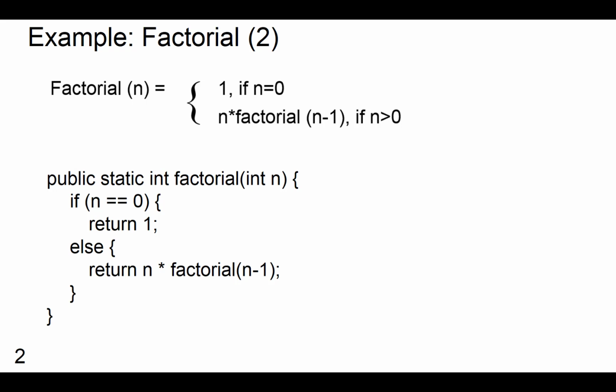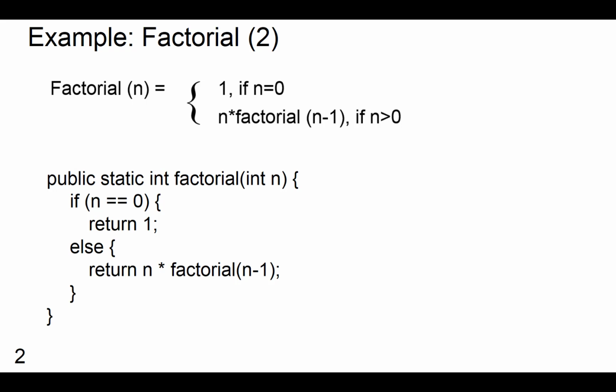Inside, we can see the base case. If n equals 0, return 1, and the else part represents the recursive method code. So if n is larger than 0, we just return n times FACT n minus 1.